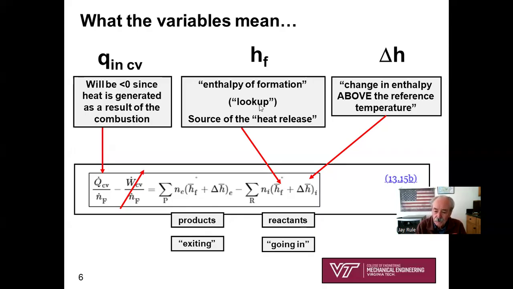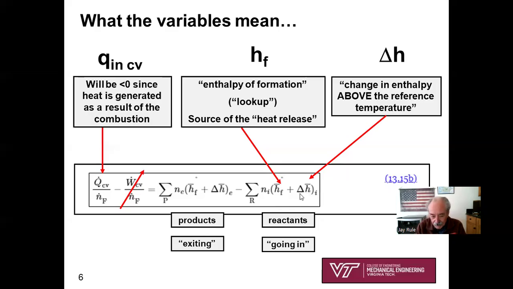And so for right now, we'll just say these H sub F terms are going to be lookup values. We're going to look those up in the back of the book in a table that tabulates what's called enthalpy of formation. And the units will be kilojoules per kilomole, because I've got this bar over top of the H. Kilojoules per kilomole is what you're going to be looking up in the back of the book for enthalpy of formation, H sub F.